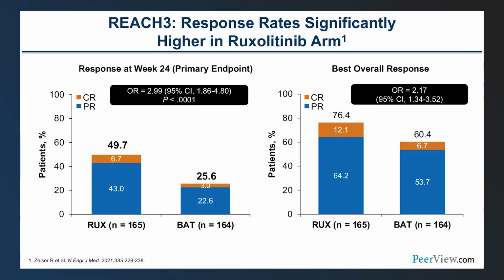Here are the response rates. And so on the left, you see the response at week 24. This was the primary endpoint of the trial, and you can see an approximate doubling of the response rate from 25% to nearly 50%. But the best overall response rate, a secondary endpoint of the study, demonstrated that over 3/4 of subjects who received ruxolitinib had a response, the majority of which were partial responses. Importantly, in the best available therapy arm, 60% actually had a response to best available therapy.